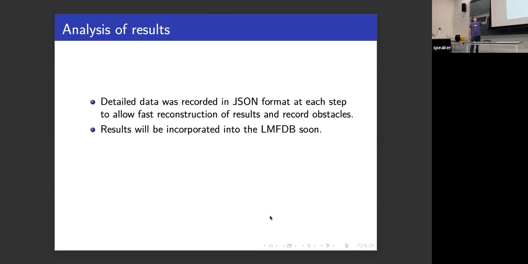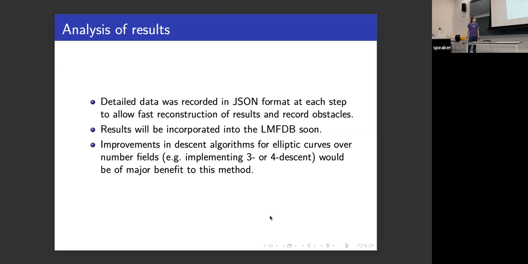And the results where it succeeded are going to be incorporated soon into the LMFDB, so that we can mark things as known conditional on GRH rather than just conjectural rational points. The other thing, probably the biggest thing that would help for addressing this bottleneck, is if we could get an implementation of 3 or 4 descent for elliptic curves over number fields, because 2 descent is great, but it can only get us so far. And the coefficients on these elliptic curves are big enough that a sizable portion of the time 2 descent just wasn't enough to actually find generators for the Mordell-Weil group.